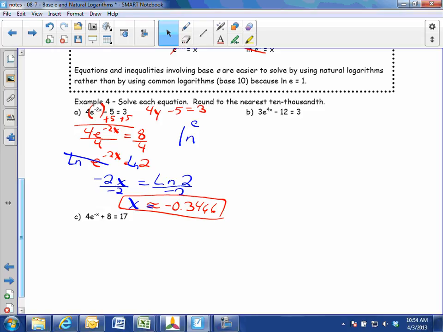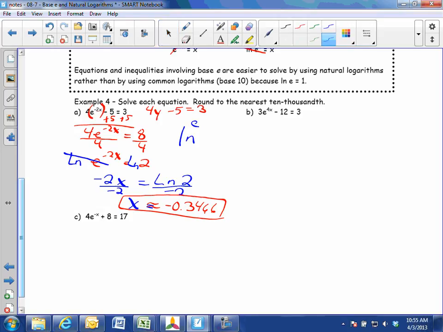And I know that we talked about with the regular logs, you couldn't have a log of a negative number, but in this case we're working with e, and negatives are fine. There's no problem with those. Questions on what we just did?